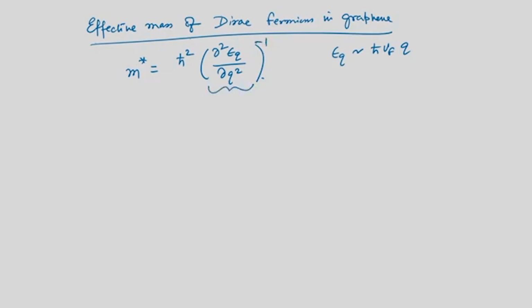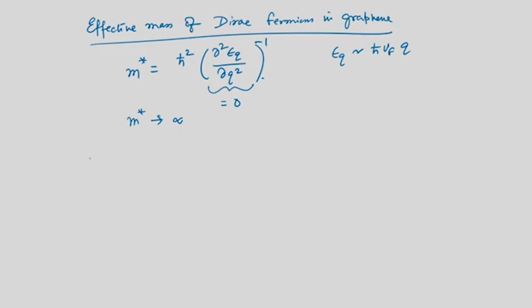Now, this will go to 0 because there is no dependence, there is no curvature. So, m star goes to infinity because this inverse of 0 would be infinity, but that is not true. On the other hand, we are saying that there are these massless Dirac fermions. So, how do we actually reconcile this definition of the effective mass and what we have just said so far?